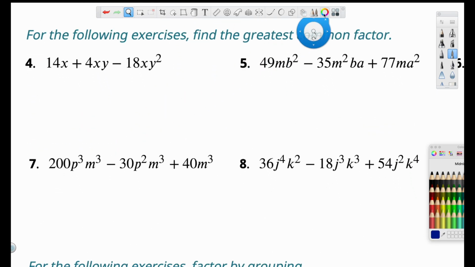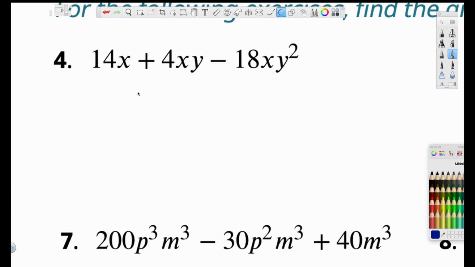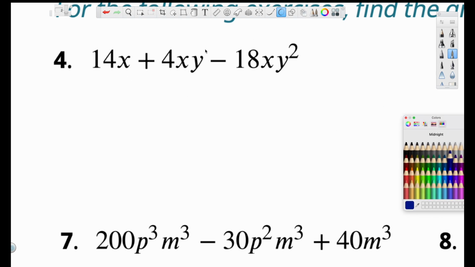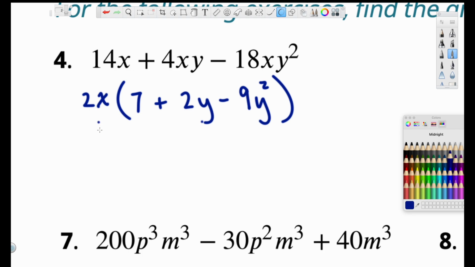Let's look at number 4. Find the greatest common factor. I'll do a couple of even ones here. So what common factor do these 3 terms have? Well, it looks like they're all even coefficients, so that would be 2. Anything bigger than 2? Let's see, 4. No. So a 2 comes out, and then an x. So it looks like just 2x for this one. And just to say, if I were to factor that, this would be 7 plus 2y minus 9y squared. But it's asking for the greatest common factor, which would be 2x.